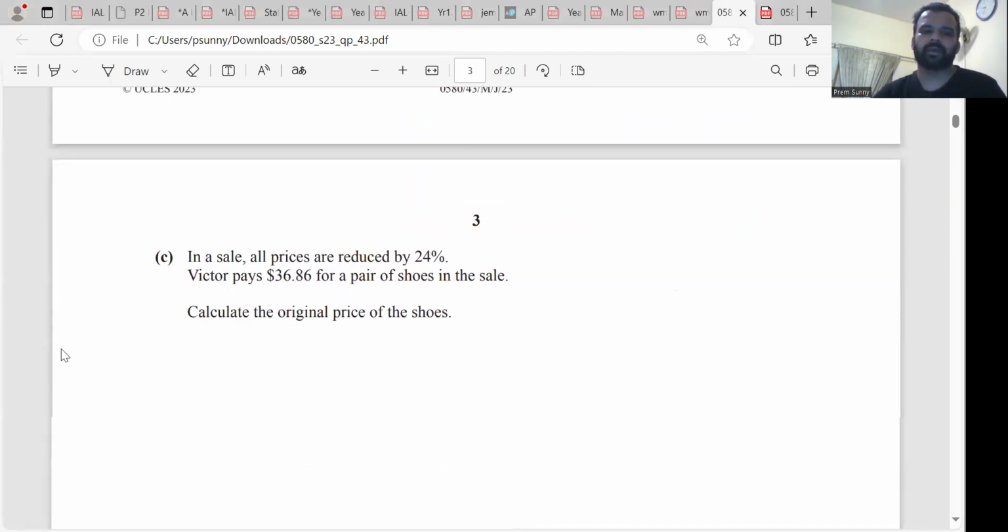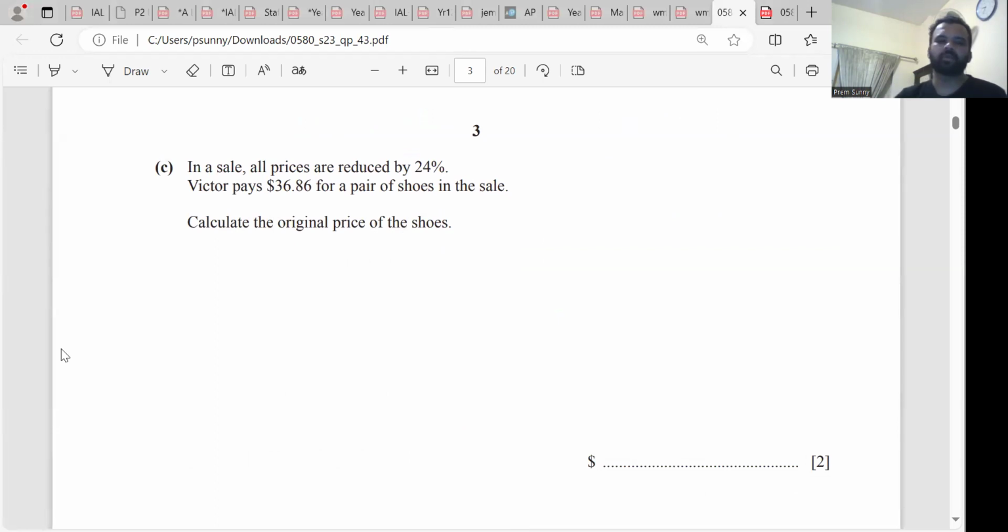Now moving on to the next part. In a sale, all prices are reduced by 24%. So Victor pays $36.86 for a pair of shoes in the sale. Calculate the original price of the shoes.